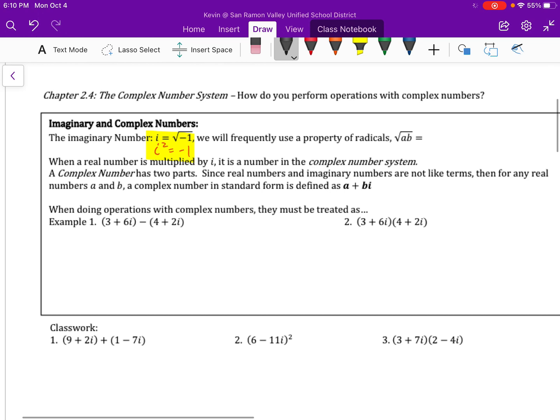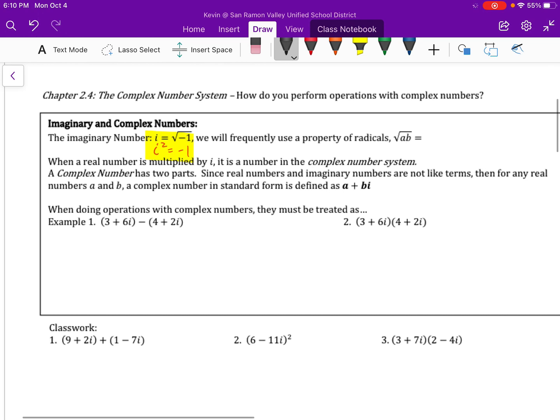This also means that we will frequently be using the property of radicals. That means that the square root of a times b equals the square root of a times the square root of b. And again, that's something that we'll use quite a bit moving forward.